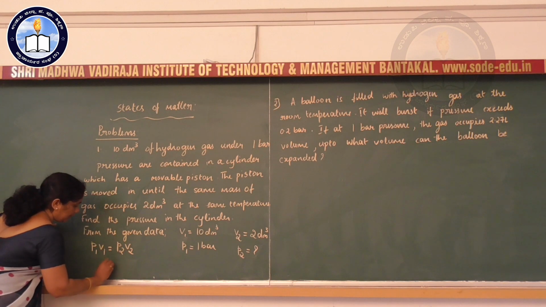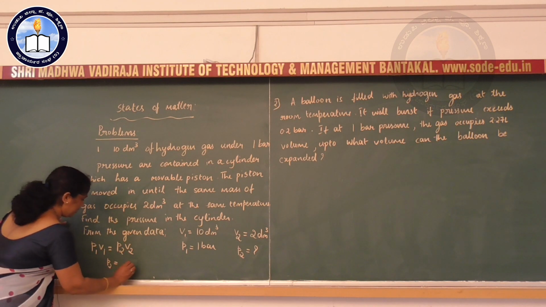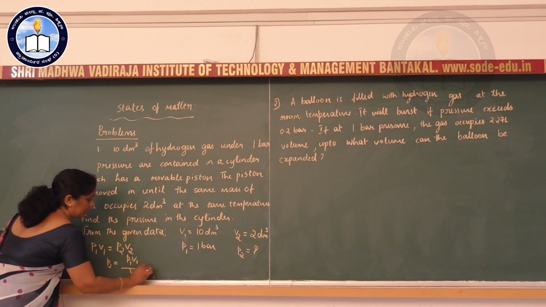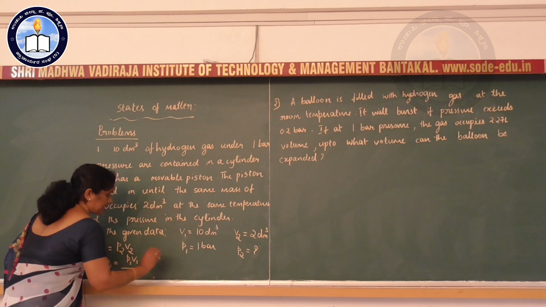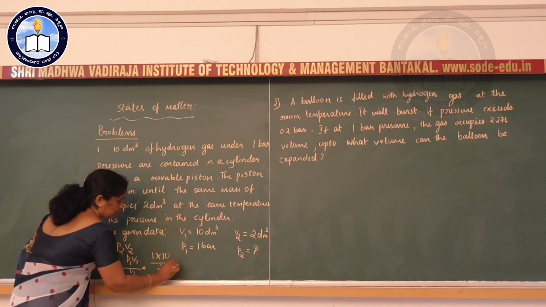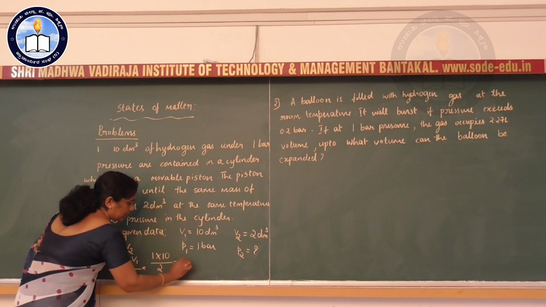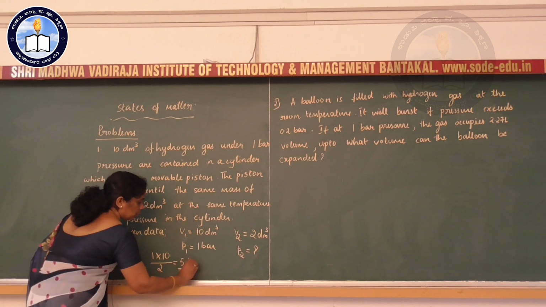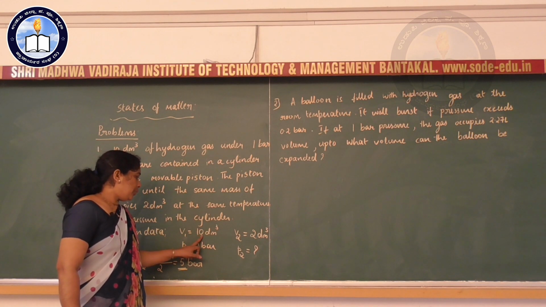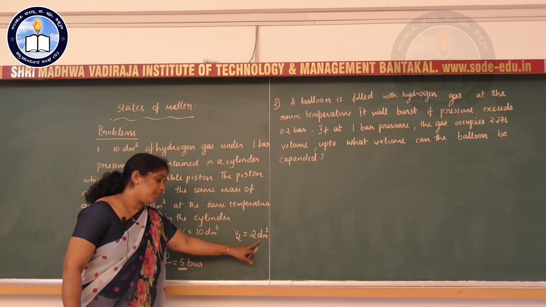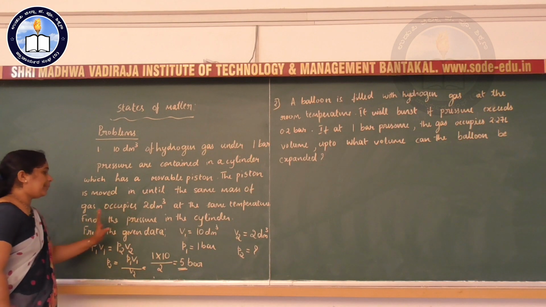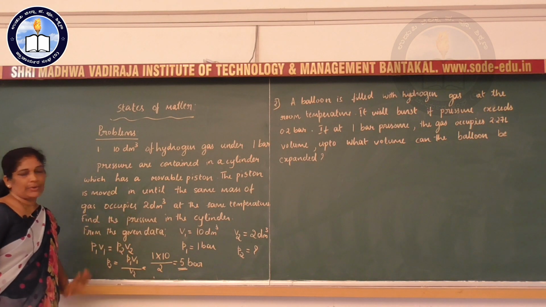Let us substitute. P2 is equal to P1 V1 divided by V2. Let us substitute: P1 is 1 bar, V1 is 10 m³, divided by V2, which is 2. So 10 divided by 2 is equal to 5. The unit of pressure is bar. So here 5 bar is the answer. See, the volume of 10 m³ is reduced to 2 m³, so the pressure has to increase. So 1 bar is increased to 5. So the pressure in the cylinder is 5 bar.